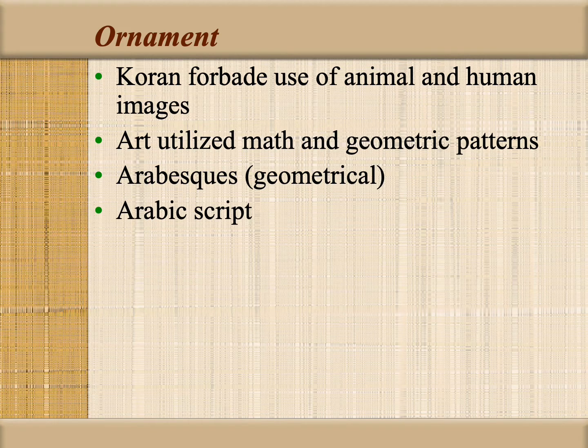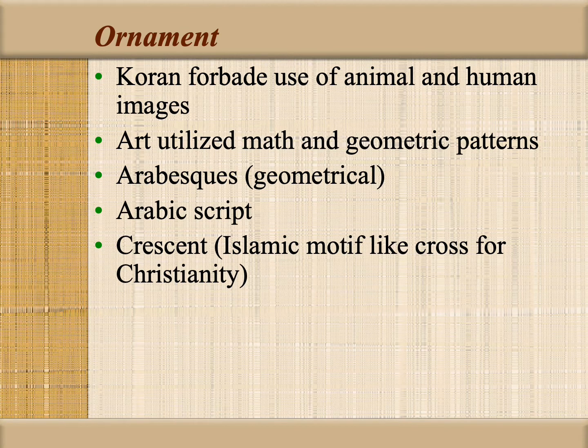We also see Arabic script, so while you can't put images of animals or humans, you can definitely put calligraphy that speaks about them. And since they did have a common language, it's more likely that the general population would be able to read this than had you put Latin on the outside of a church at this time. The crescent is also often used throughout. It's an Islamic motif that is similar to the popularity of a cross within the Christian church.